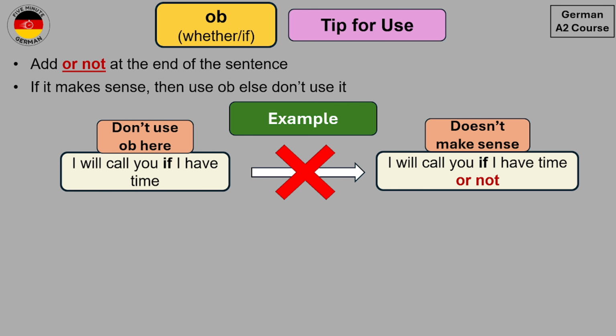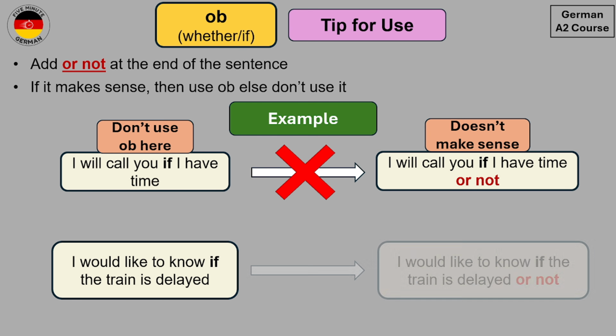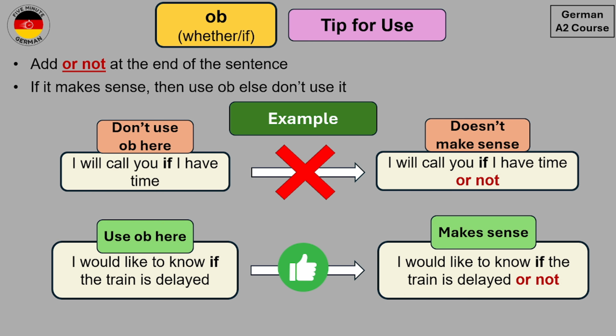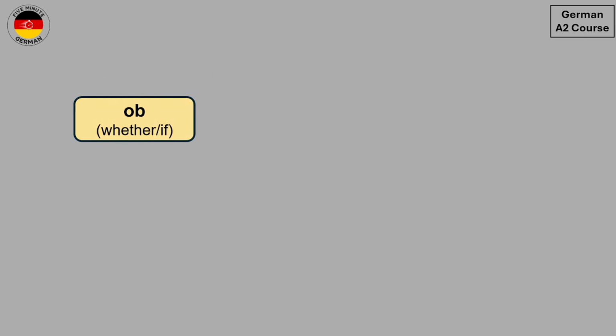Now let's take a look at another example. So I have the sentence I would like to know if the train is delayed. Now if I add "or not" at the end of this sentence, it will be I would like to know if the train is delayed or not. Now this is a sentence which makes sense because it is possible that the train is delayed or not delayed. That's why this sentence is correct and you can use ob in this case. And in German, this sentence will be Ich möchte wissen, ob der Zug Verspätung hat. So just keep this in mind whenever you are thinking of using ob in a sentence. So this was the connector ob.